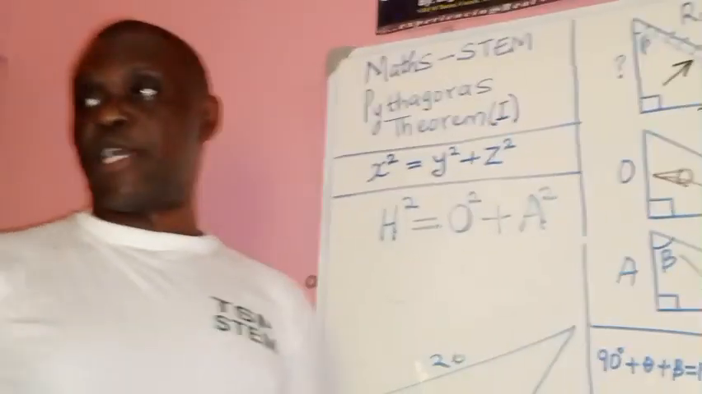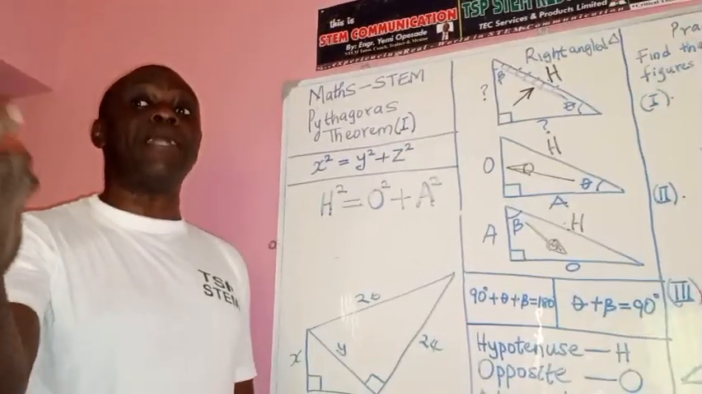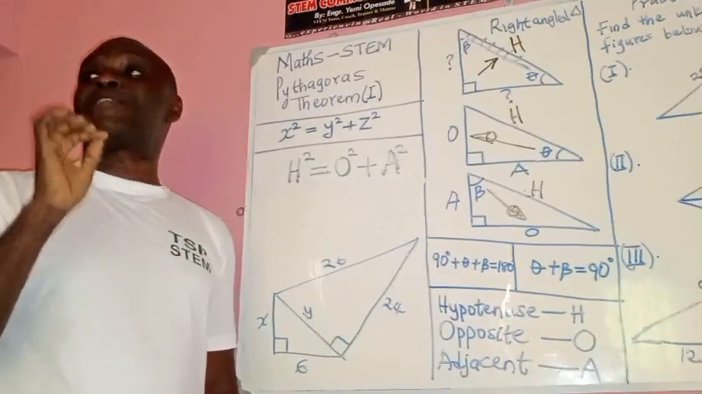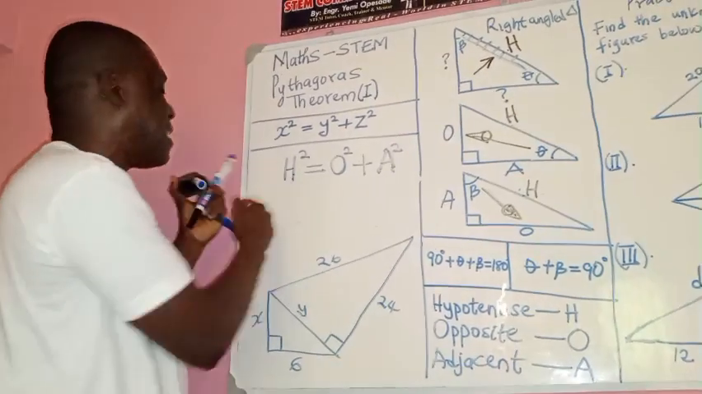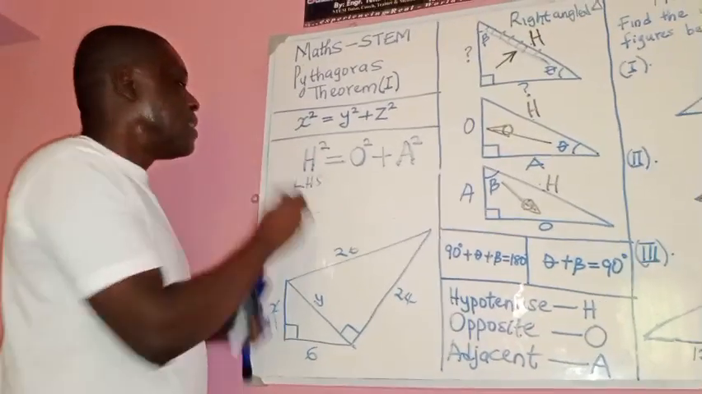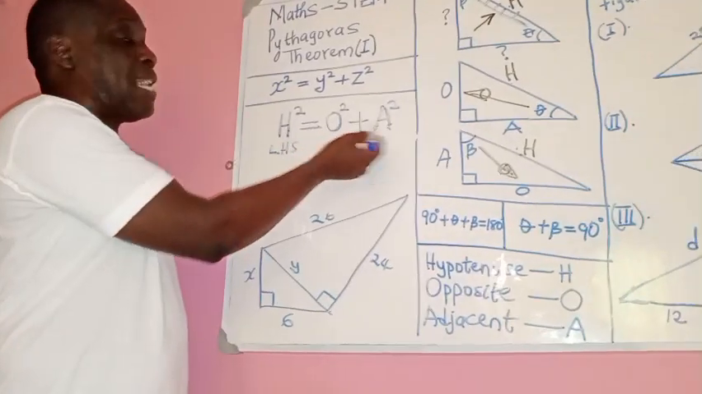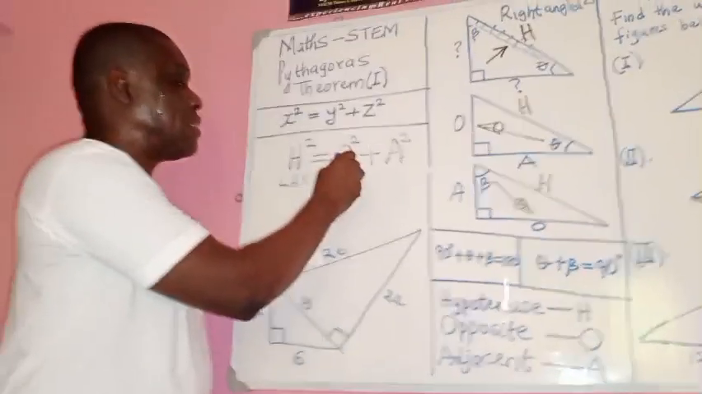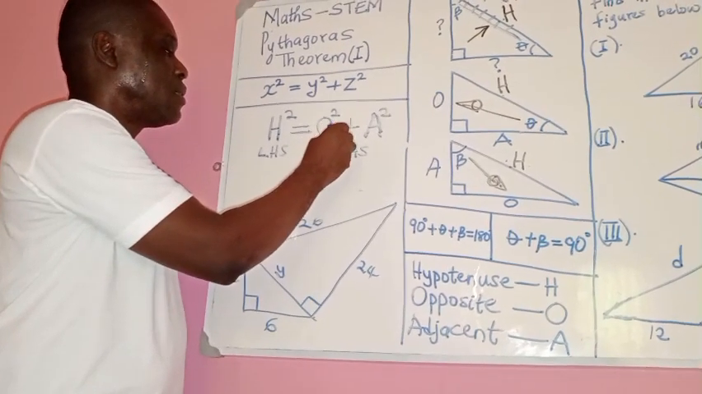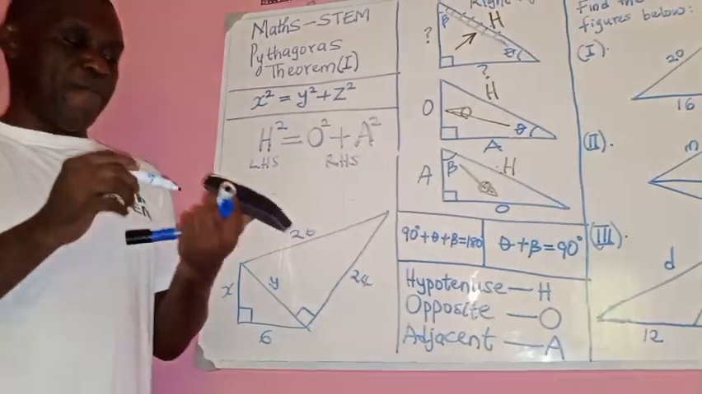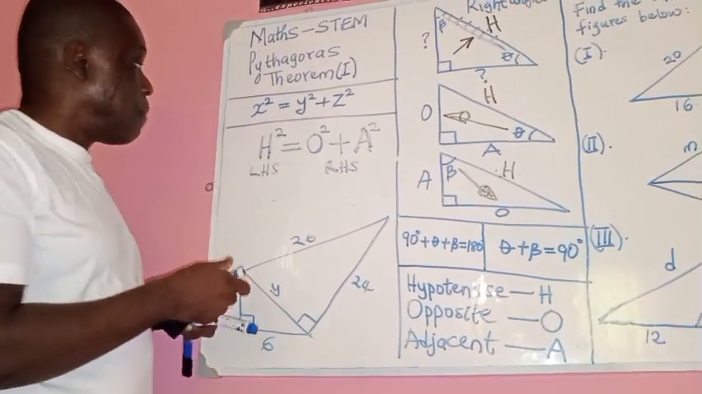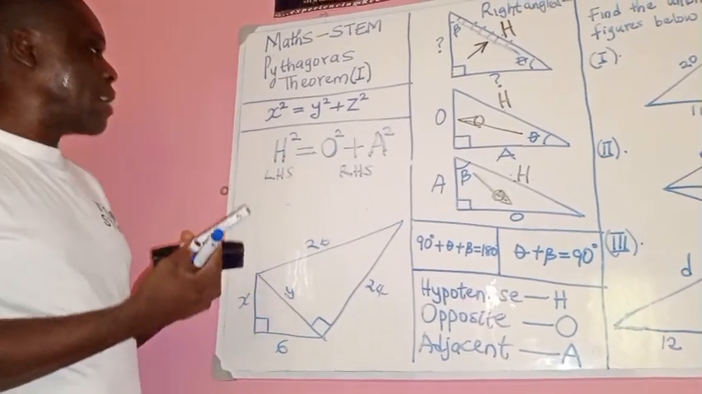Then what you're having is Pythagoras theorem. Your business is, number one, to identify the hypotenuse side. Once you identify it, it is the only one that will stay at the left hand side. Then the other ones, opposite and adjacent, their squares are at the right hand side. That is Pythagoras theorem.